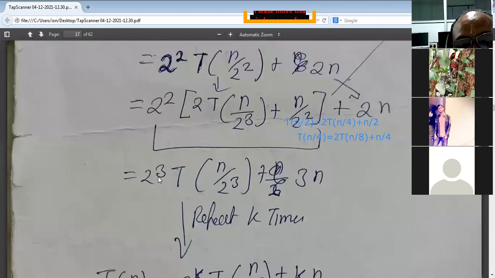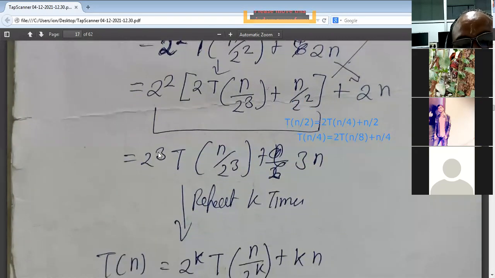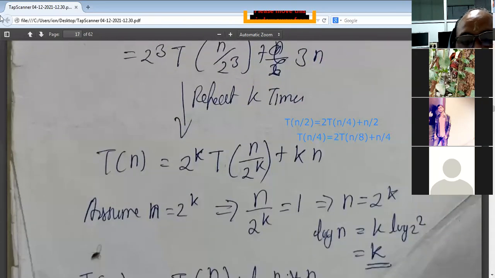So we can say this is an iterative value. That means 2 to the k T n by 2 to the k. That means this I am replacing with k. In every equation we can see one change was there. So 2 to the k T n by 2 to the k plus kn. So this I got an equation. Now what I want to do, n by 2 to the k, I want to make it as 1 because T1 I want to create. So now n by 2 to the k is equal to 1.